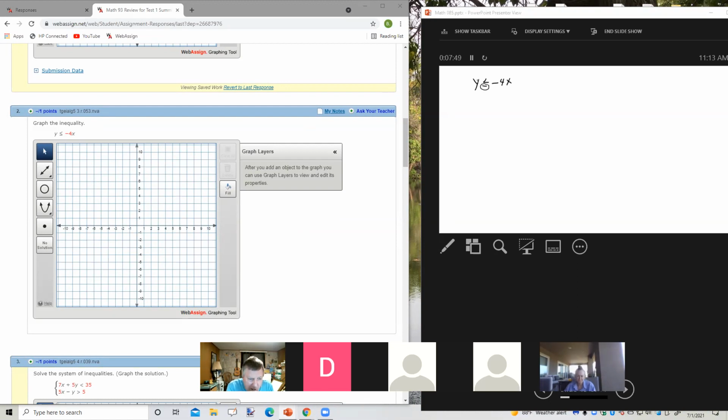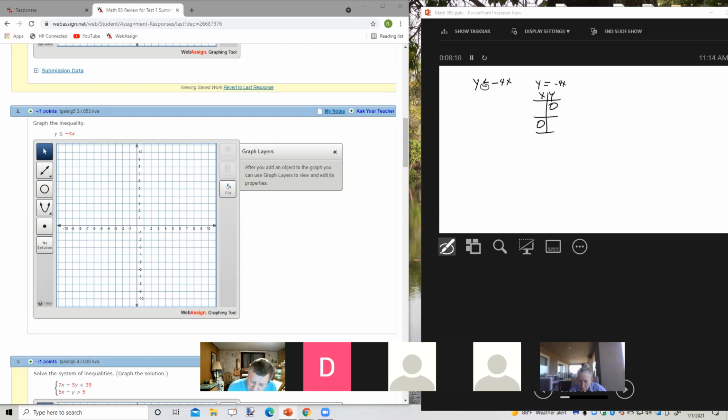I need to plot a couple of points to establish where that line is. So I'm going to take a look at the equation. Then I'm going to find a couple of points. Now, I keep using X and Y intercepts, and that's fine unless we run into the problem that I'm going to run into here in just a minute.